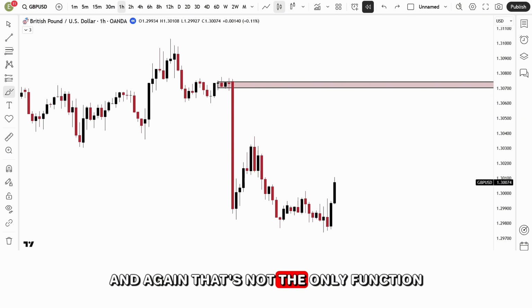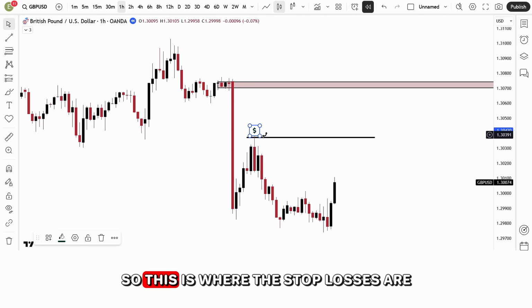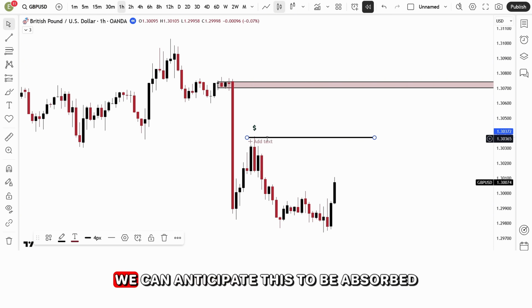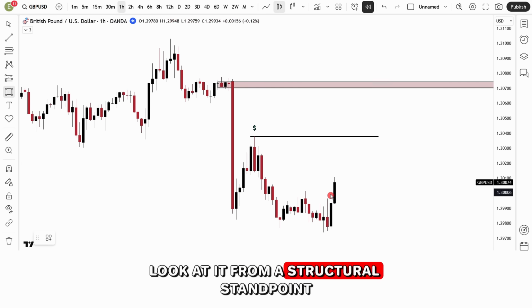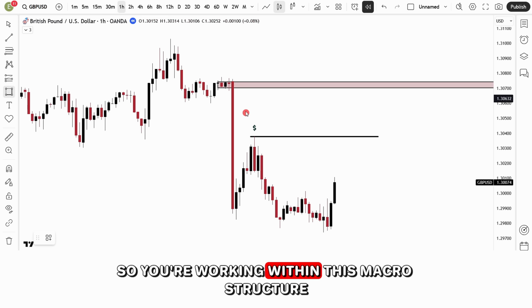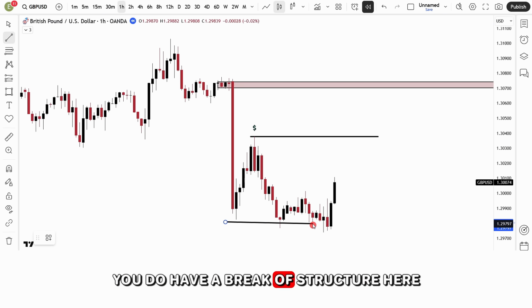And again, that's not the only function. First, let's mark up this external liquidity. This is where the stop losses are. We can anticipate this to be absorbed. And not only that, look at it from a structural standpoint. You're working within this macro structure, but from a micro standpoint, you do have a break of structure here.